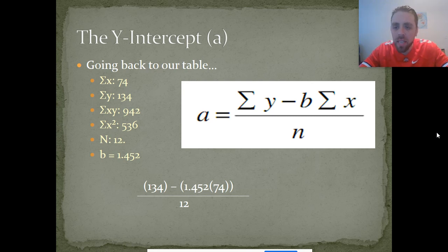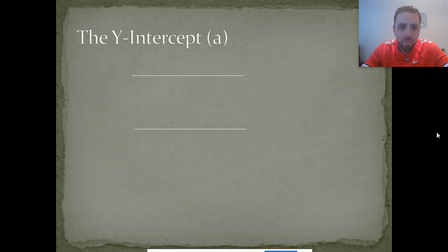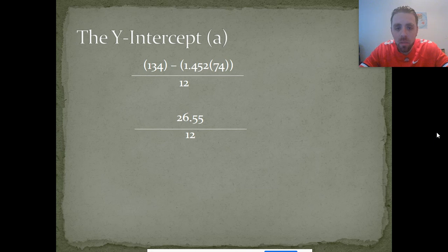Try your hand at solving that, please. And if you're ready to see the answer, I will move on. 134 minus 1.452 times 74 over 12 reduces to 26.55 over 12, and that reduces to A equals 2.216.